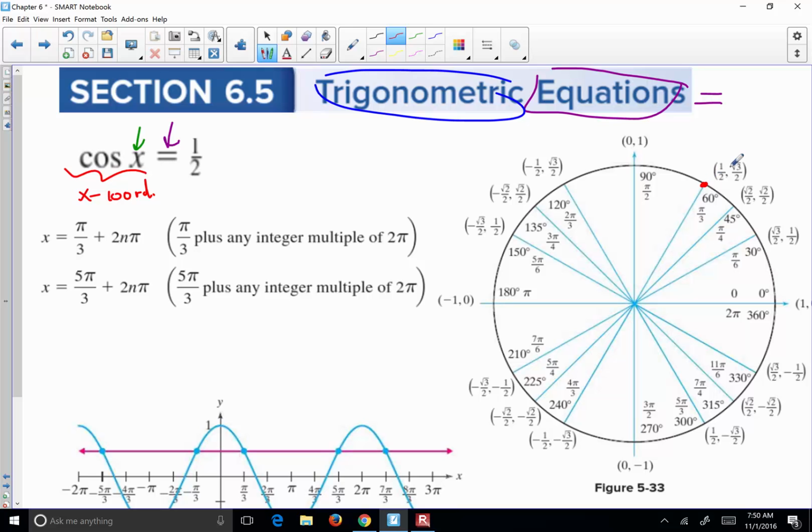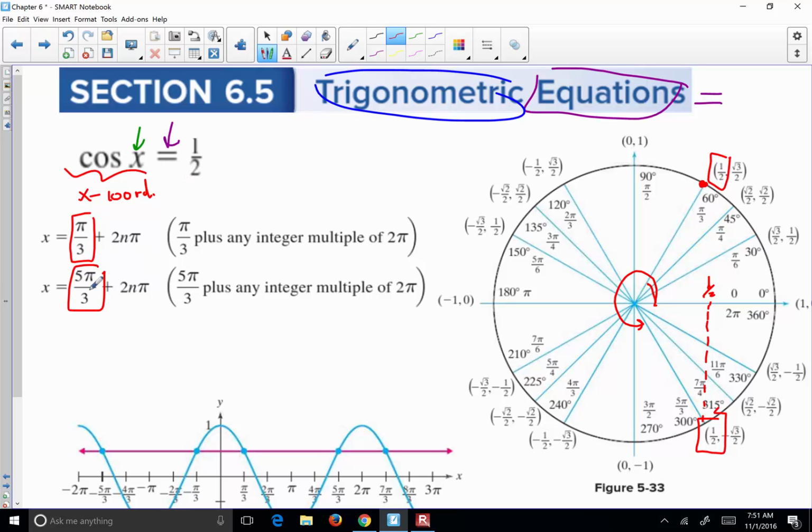So this point has 1 over 2. Its angle value is pi over 3. But is it only one point whose x coordinate is 1 over 2 on the wheel? No, there is one underneath it, right here. It gives you the same x coordinate, 1 over 2. So this one also, if you go all the way up to here, this angle, which is 5 pi over 3, is also a solution of 1 over 2.